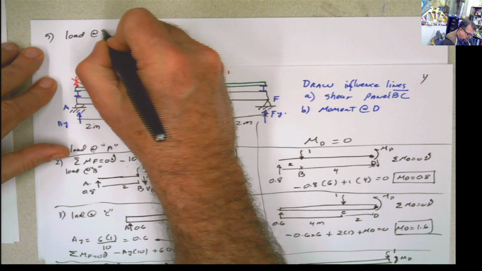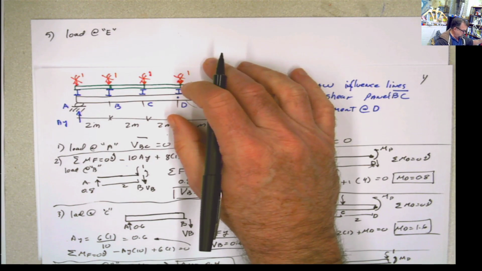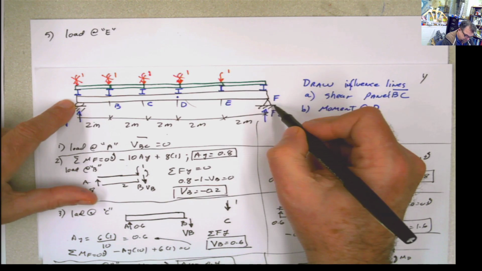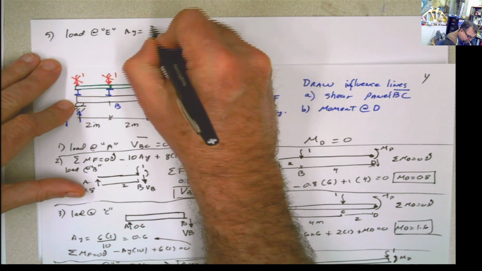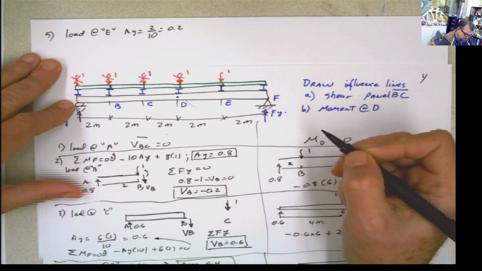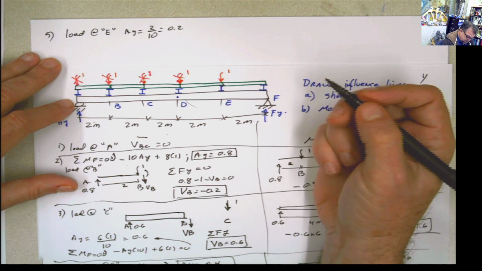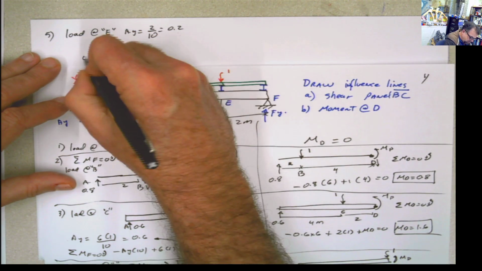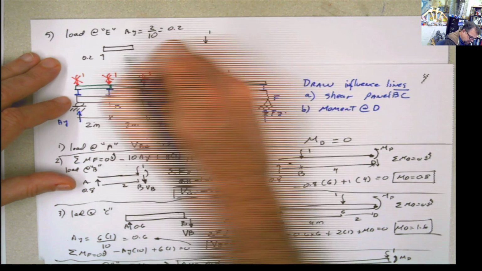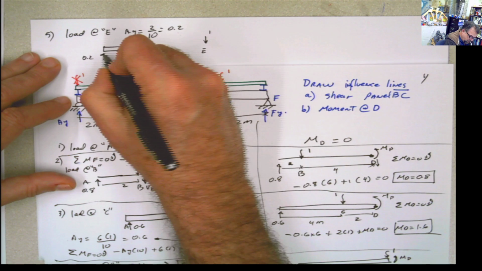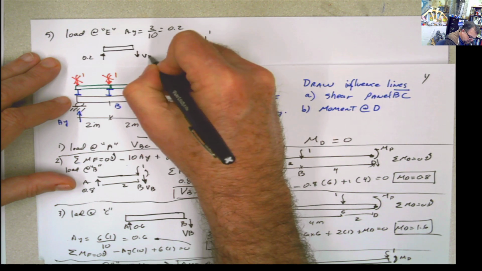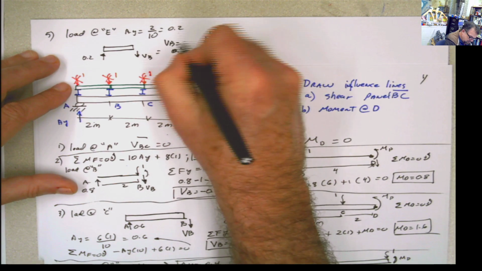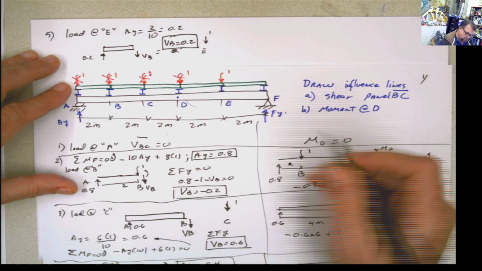Load at E. When the load is at E, this reaction is going to be 2 divided by 10, 0.2. And you do the same analysis. I'm going to do it because it's the first example, but you don't have to do it every single time. This is 0.2, the load is here, and this is the point E, so when I calculate this V, it's going to be 0.2 by doing summation of forces in Y.